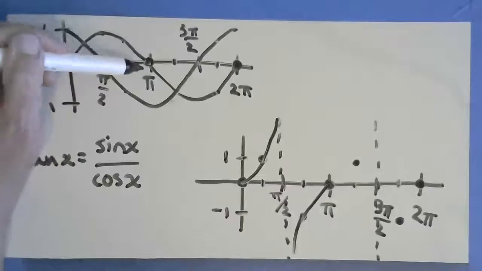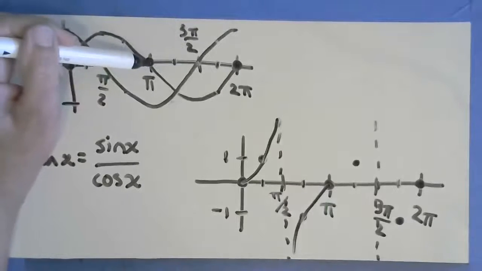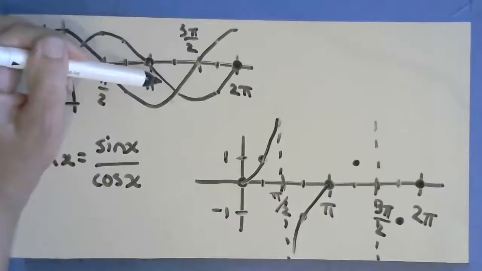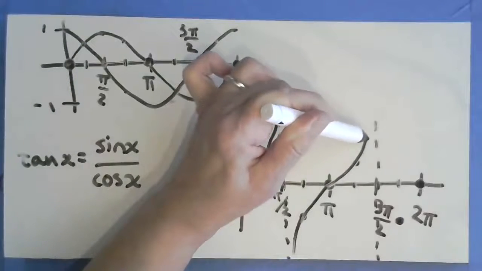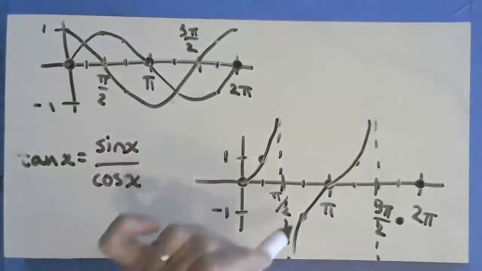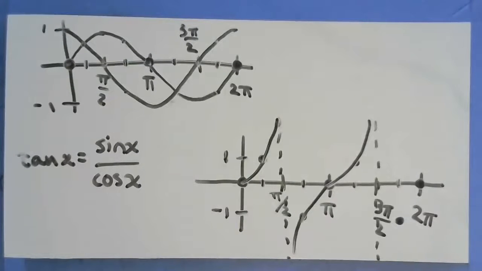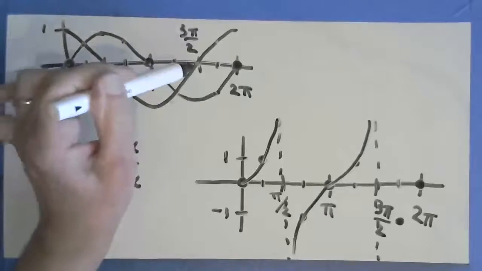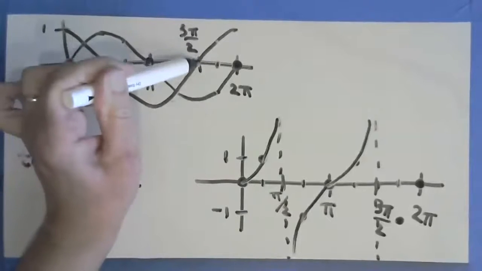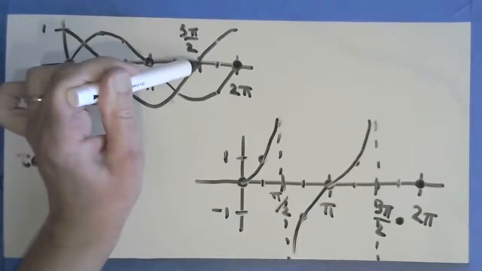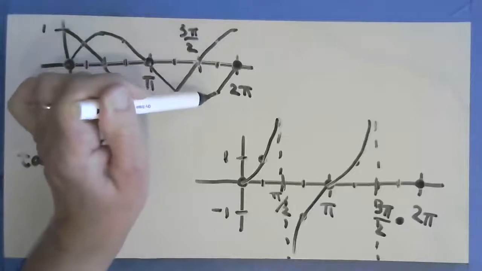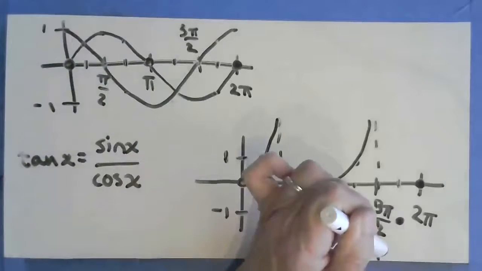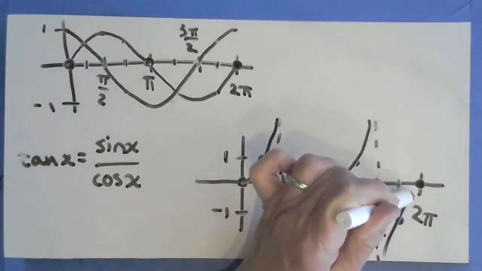And then as we work from pi through the third quadrant, from pi to 3 pi over 2, they're both negative, which means their ratio is positive. And we're heading up again towards positive infinity in that vertical asymptote. Then in the fourth quadrant, from 3 pi over 2 to 2 pi, again one of the functions is positive, the other one's negative. We're coming up from negative infinity and we're heading towards 0.